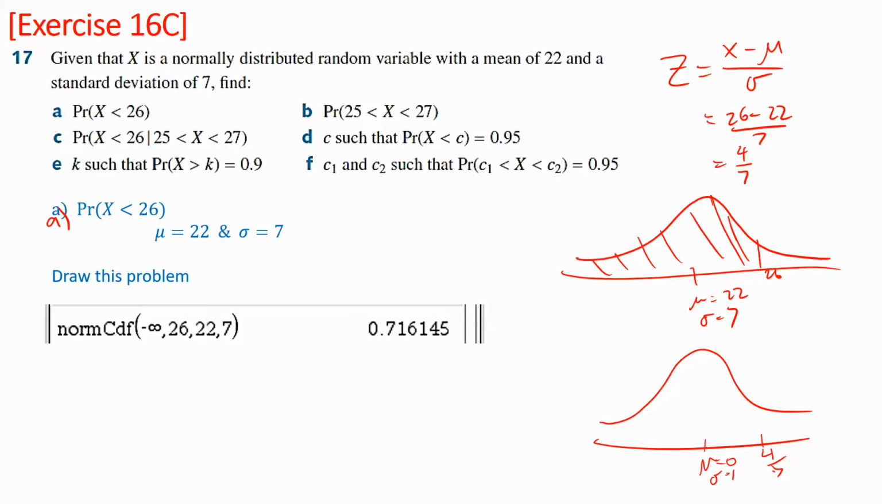You guys don't have to do that anymore, because your calculator will convert all that for you. When you type infinity, 26, mean 22, standard deviation 7, it does it all for you. But it doesn't mean you don't need the theory, because later on you still have to problem solve, and sometimes you've got to convert. That's just the one theory that you needed. Does that make a bit more sense?